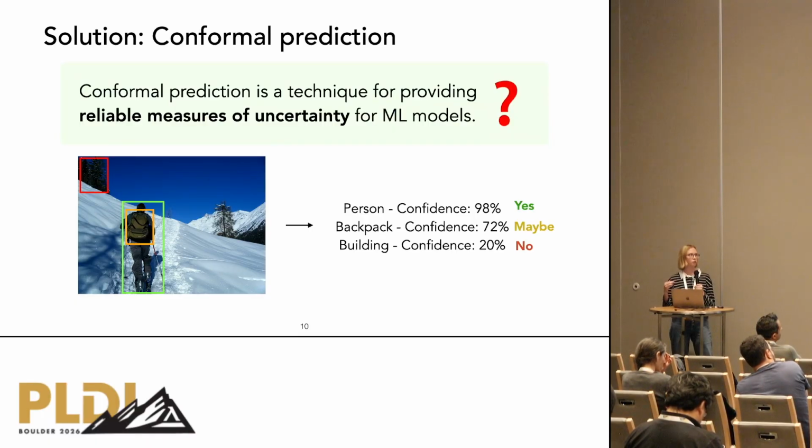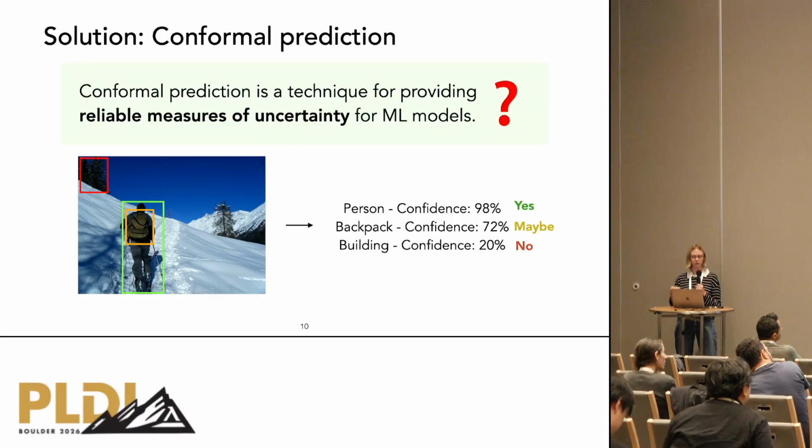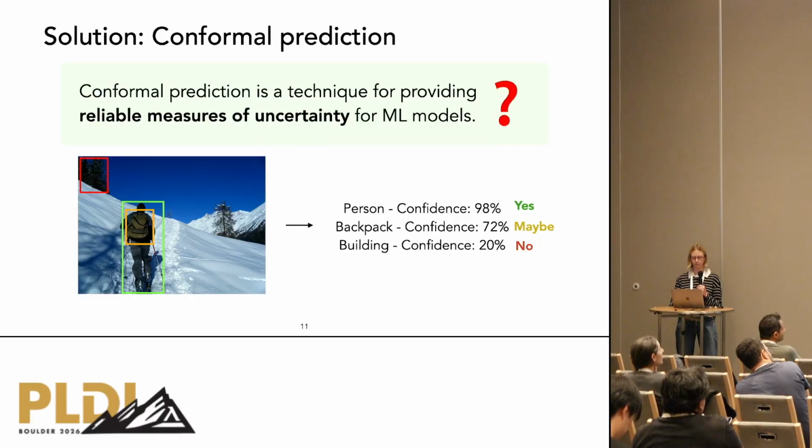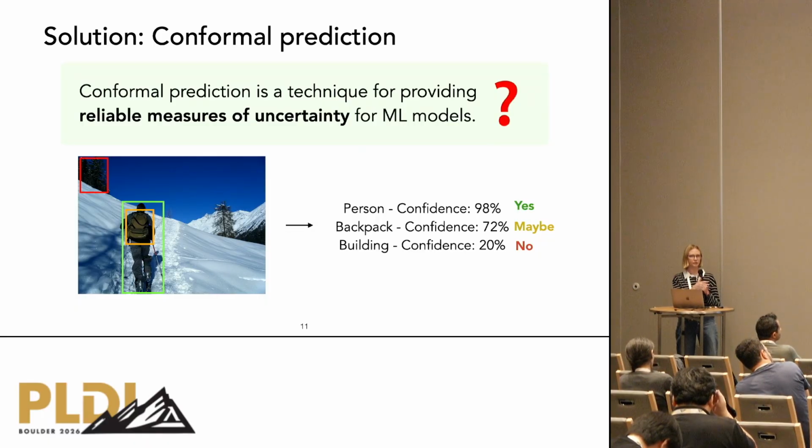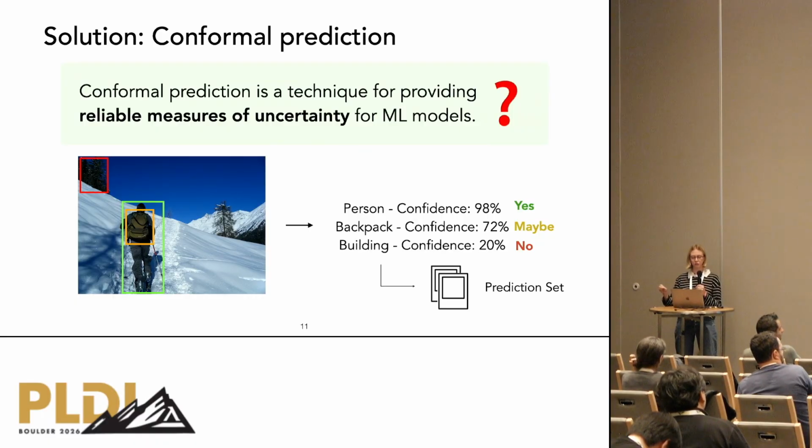In contrast, with conformal prediction, we can consider a range of confidence scores for which the detected object may or may not exist. In this case, conformal prediction may allow us to determine that the backpack may or may not exist in the image. Since the model is uncertain about whether the backpack exists, we can think of this image as having two different versions, one where the backpack does exist and one where it doesn't. We can collect these versions of the image into what is called a prediction set.